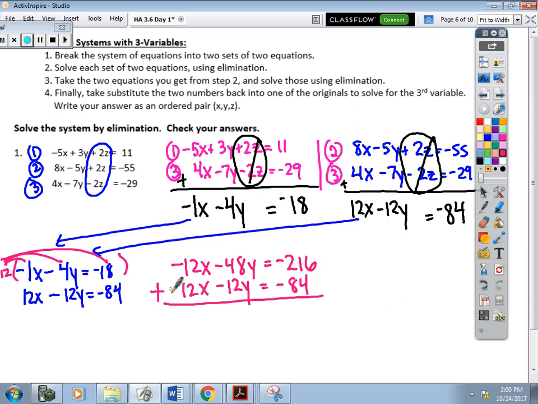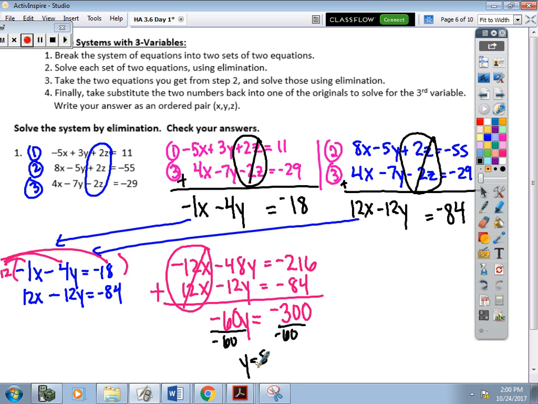Now we add downward. So negative 12 plus 12 is 0. Negative 48 plus negative 12 will get me a negative 60y. And adding these, we're going to get a negative 300. Divide by negative 60. And we'll get y is 5. Now that's only 1/3 of the answer. That's the hardest part to get though.